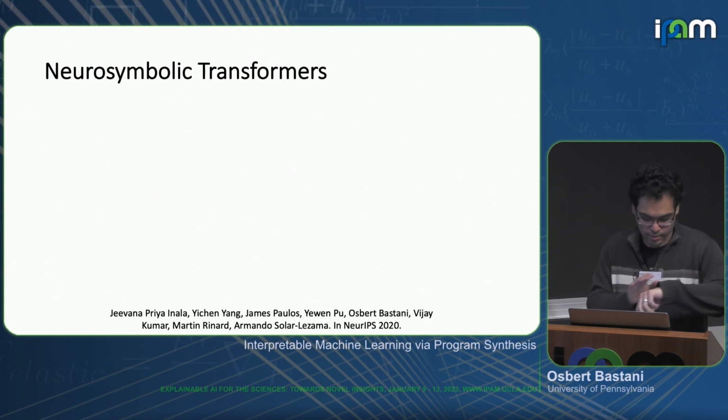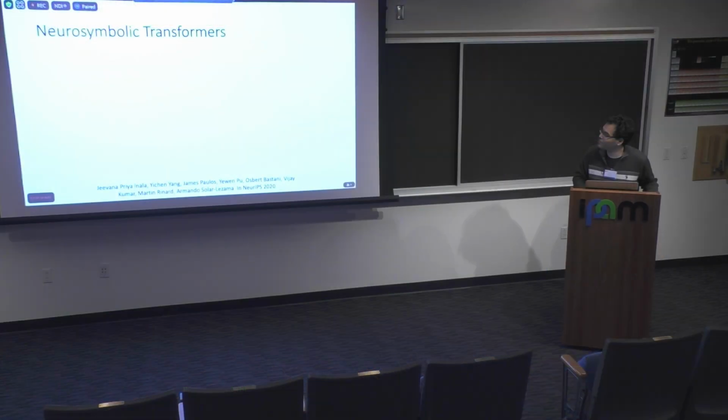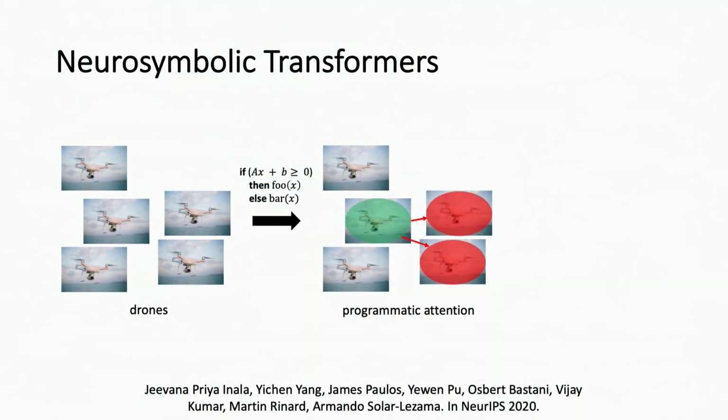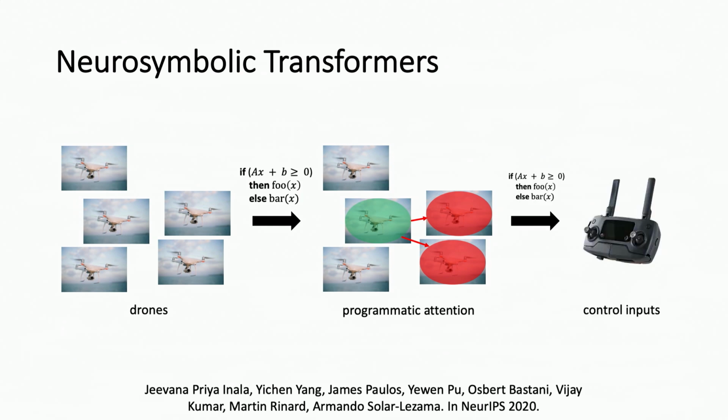In the interest of time, I'm going to go through the strategy a little quickly. We have a program that's deciding which other agents in the system to talk to, and then you get some control inputs out. Once you've decided on a small number of other agents to talk to, you use a neural network to get the control inputs out for each agent.